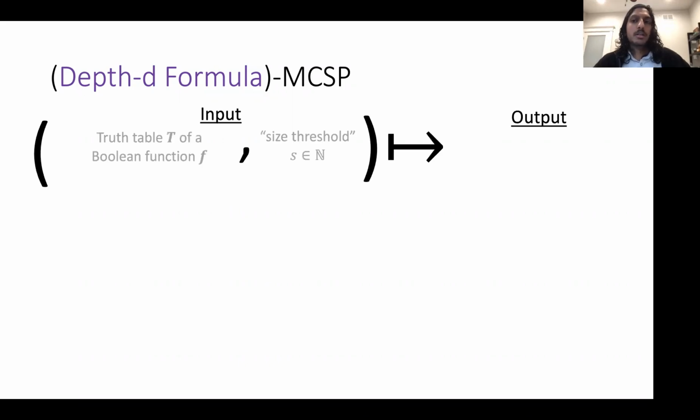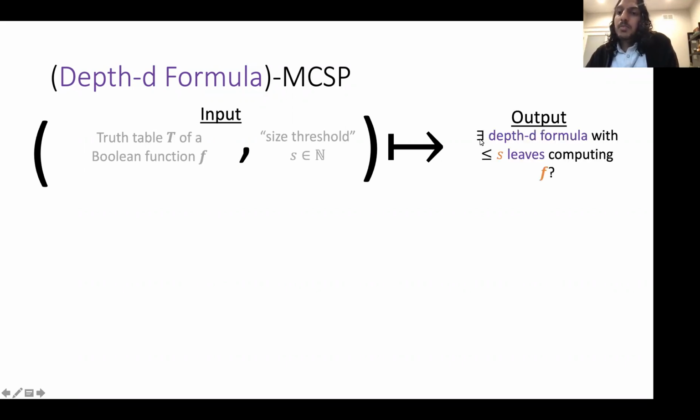So the first version that I'm going to talk about is a constant depth formula version of MCSP. Here, the input is the same as the regular version of MCSP. You get a truth table of a Boolean function and a size threshold. But now the output is: does there exist a depth D formula with at most S leaves for computing F? This is very natural. You can think about MCSP for different circuit classes, and this particular circuit class that we're considering is constant depth formulas.